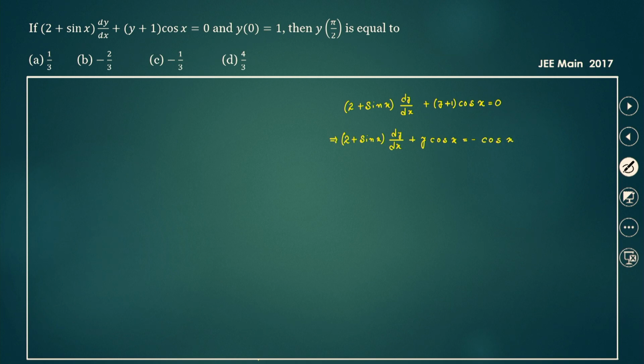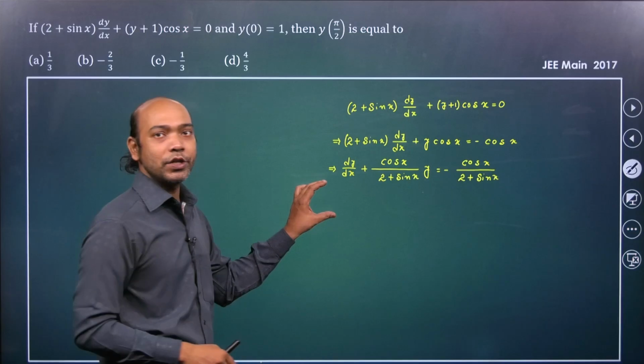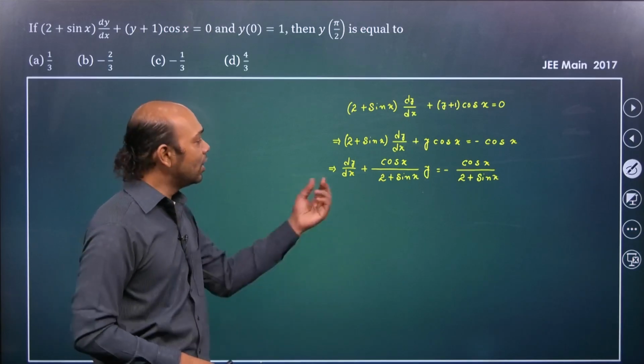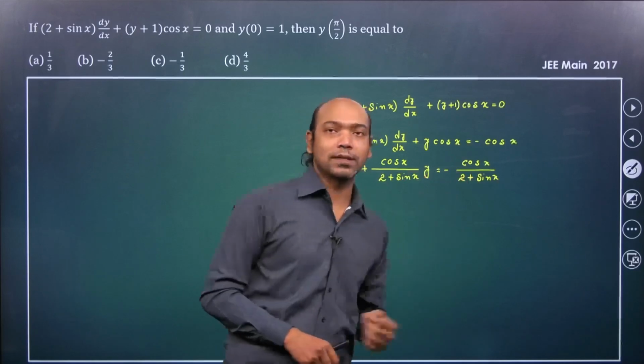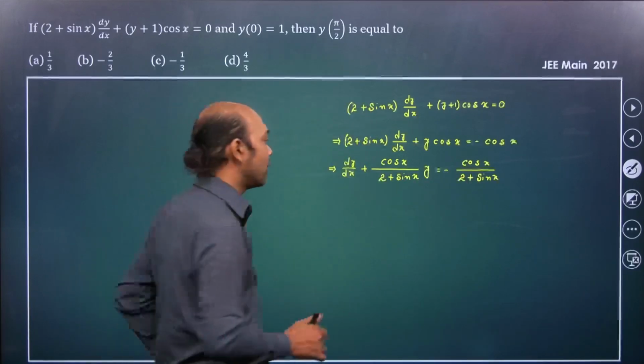So let's divide everything by 2 plus sine x. We'll write it as dy/dx plus cos x divided by 2 plus sine x times y is equal to minus cos x divided by 2 plus sine x. Now see that this is an equation which is called linear, right? dy/dx plus P(x)y equals Q(x). So it's a linear differential equation.